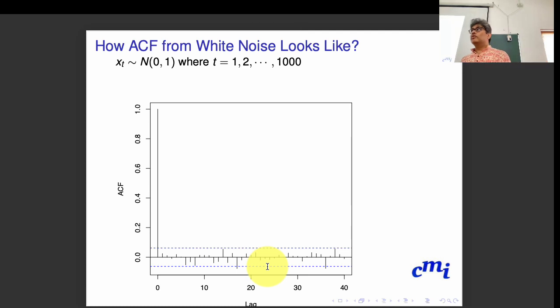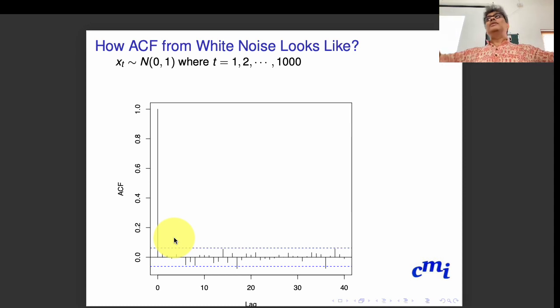Now just for fun, I increase the sample size from 100 to 1000. Same thing, but 100 to 1000. My estimates of autocorrelation will be accordingly adjusted, and obviously because now I have more samples, my standard error bound or the confidence interval becomes tighter.